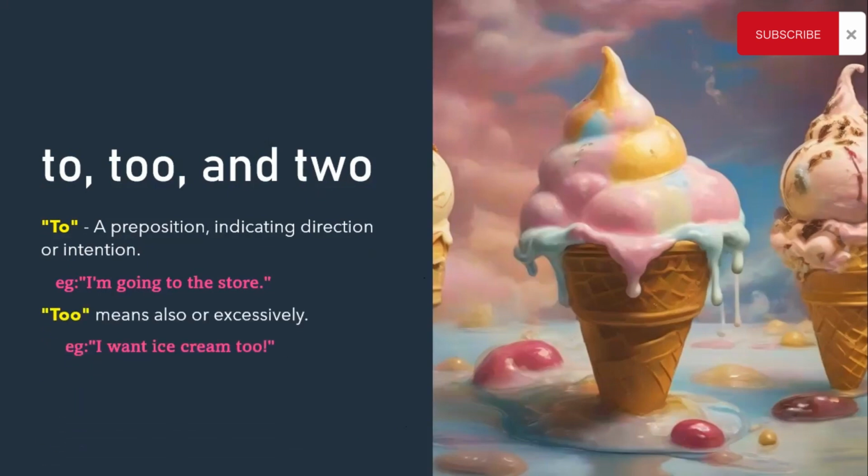TOO means also or excessively. I want ice cream too. TWO is the number 2. I have 2 cats.